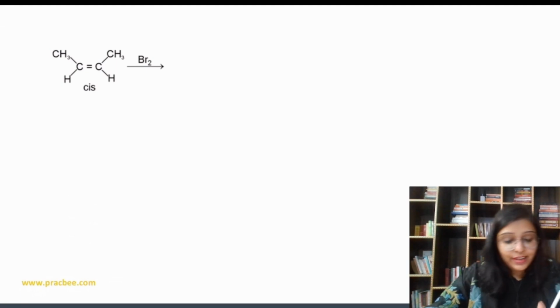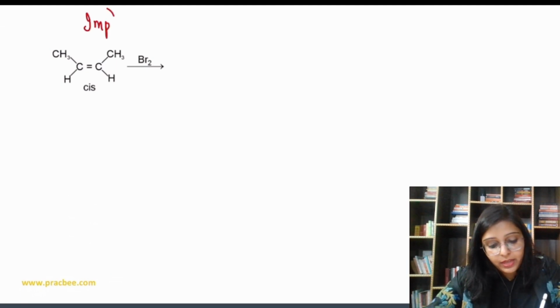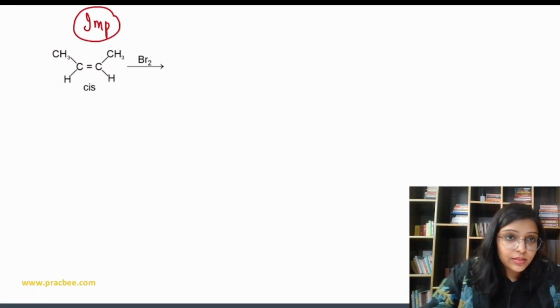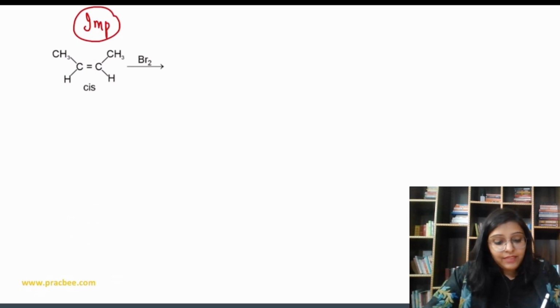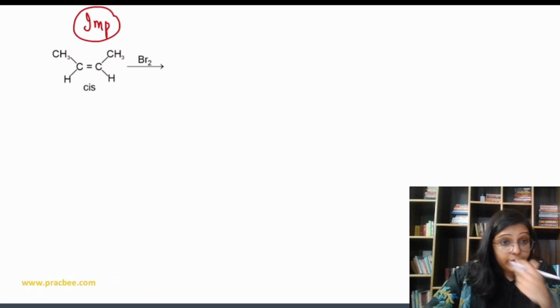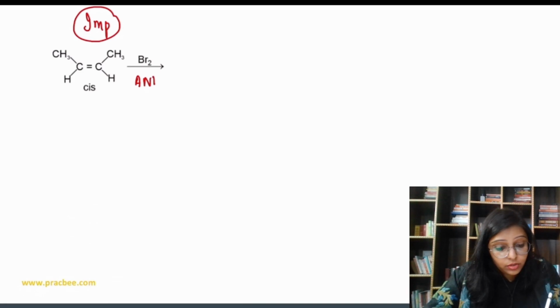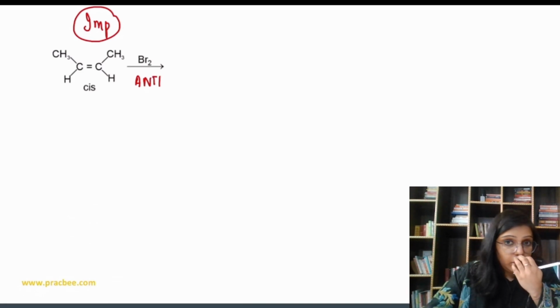ठीक है, now this is very important concept. This is not the part of mains, but I would like to discuss this concept with you. So see, we have cis. अब now Br2 addition already discussed. This is going to be anti addition. ठीक है, so here options can be given in terms of Fisher projection. So you have to learn CAT.